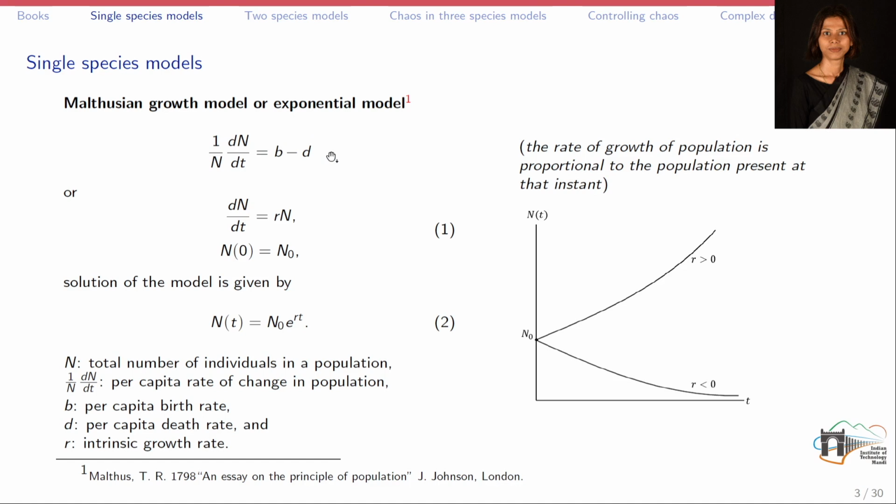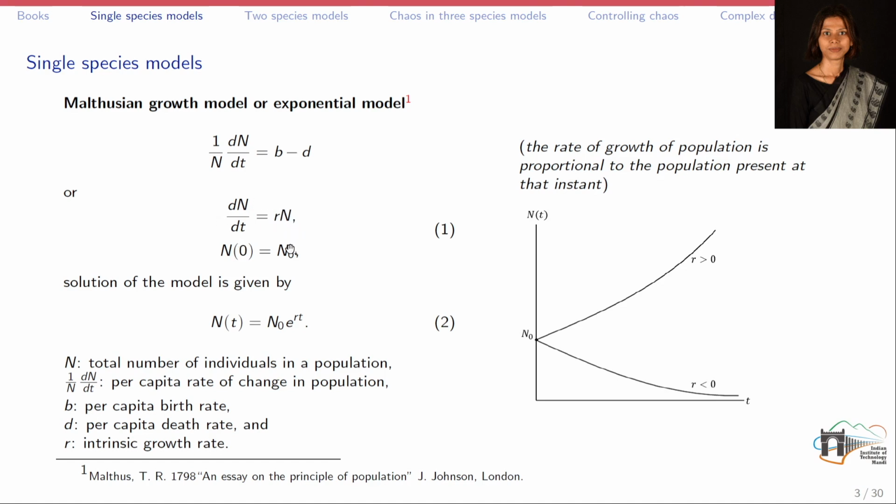So what is b here? b is the birth rate and d is the death rate of the population. So 1/n dn/dt is equal to birth rate minus death rate. Now this difference between the per capita birth rate and death rate can also be denoted by r, known as the intrinsic rate of growth. So the difference between the per capita birth rate and the per capita death rate is termed the intrinsic rate of growth, represented by r here.